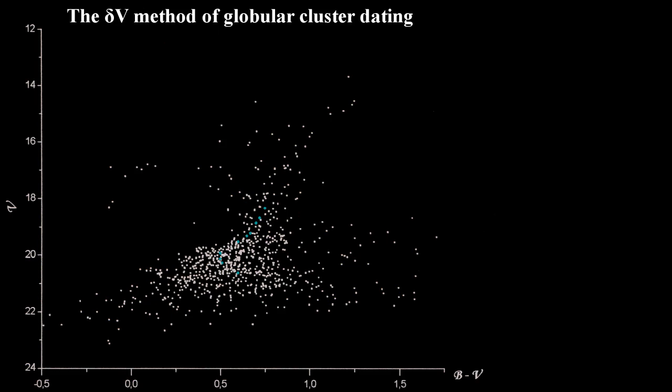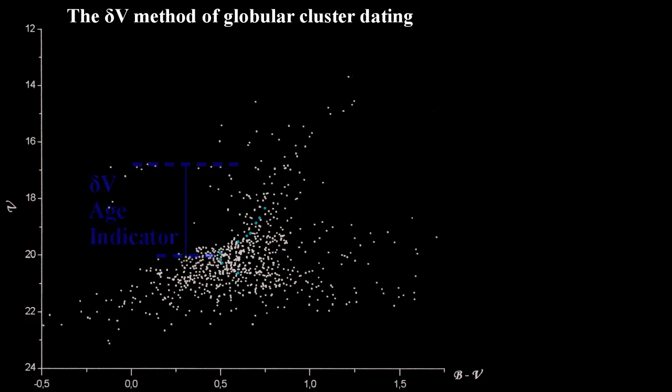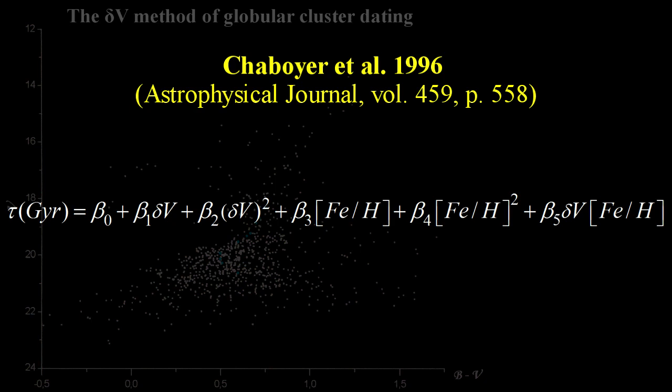Now we are ready to create our color magnitude diagram, from which we'll derive an age estimate of our cluster. We estimate delta V from the CM diagram. Now we need a calibrating equation to derive the age of the cluster. We shall apply here the calibrating equation of Chaboyer et al. 1996. The values of the parameters B0 to B5 depend on the theoretical isochrones used and on the absolute magnitude calibration of the RR Lyrae variables as a function of metal abundance.